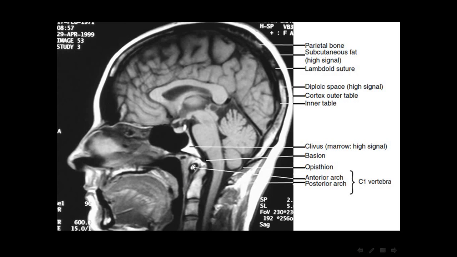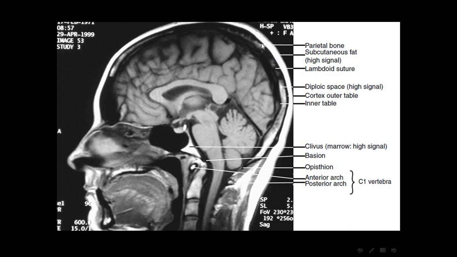This is a portion of the C1 vertebra, anterior and posterior arch. We can see the cortex dark and the bone marrow bright. Another thing to notice here is not to confuse subcutaneous tissue, which is hyperintense on MRI, with the hyperdense structure seen on CT, which is the skull, right? Here what we see hyperintense is the subcutaneous fat tissue, but the skull is still inside.